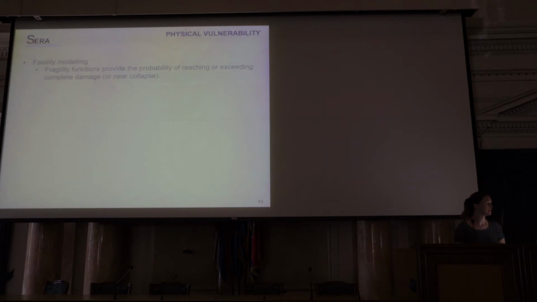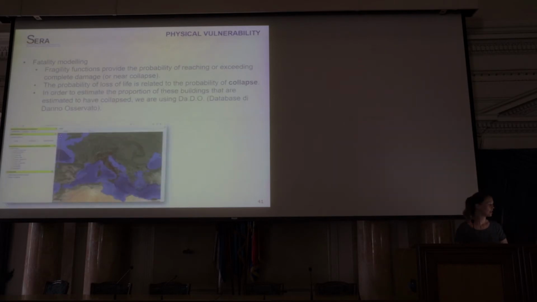They tell us the probability of reaching or exceeding complete damage or near collapse. However, we know that loss of life is really related to collapse, the collapse of buildings. The complete damage state is a building that can no longer be used after an earthquake, but it hasn't necessarily collapsed, so will not necessarily cause a loss of life to people. So how do we get from that complete damage state to collapse?